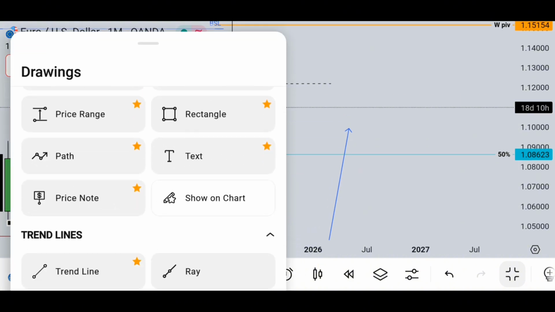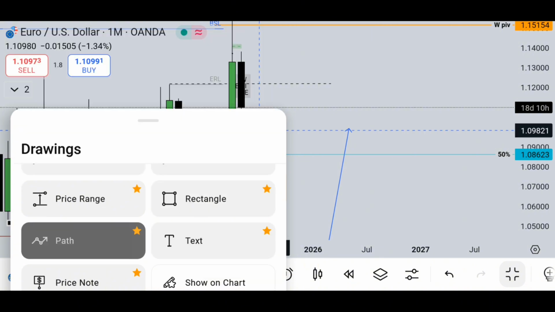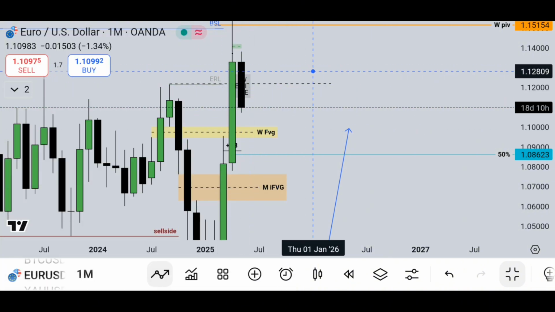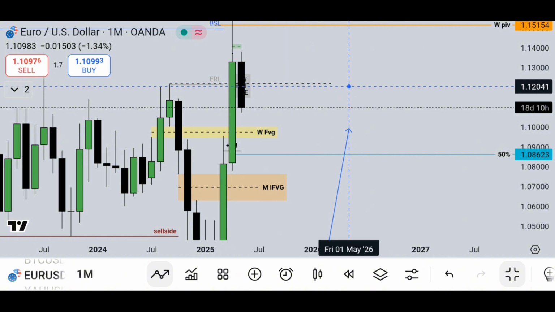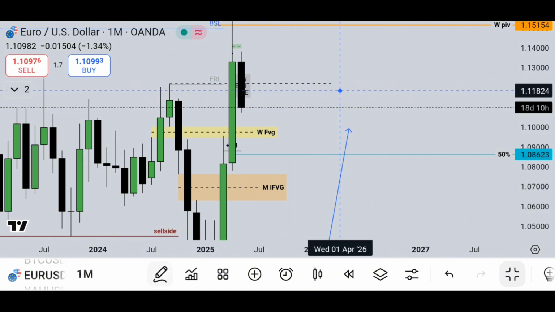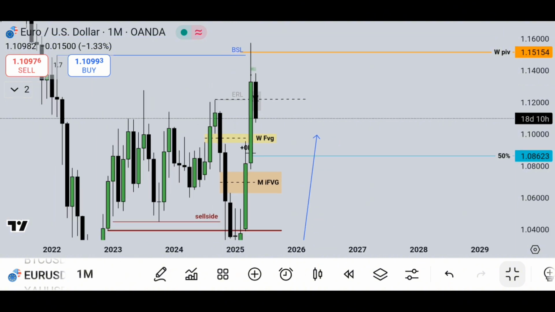So I was still showing you this breaker, this monthly breaker, because breakers are among the strongest PD arrays in the ICT concept, right?